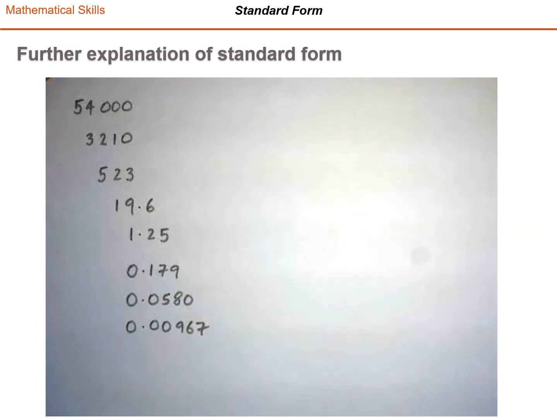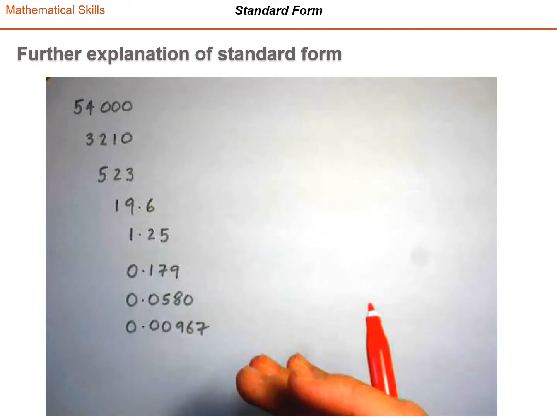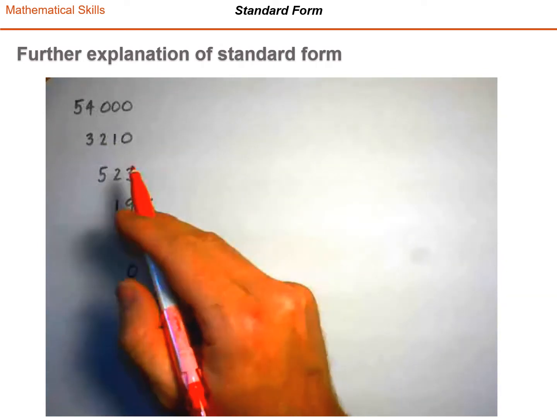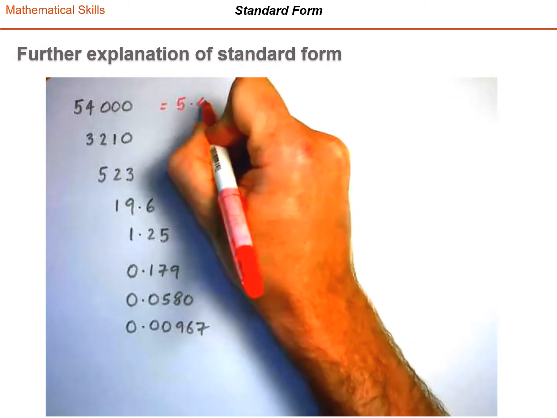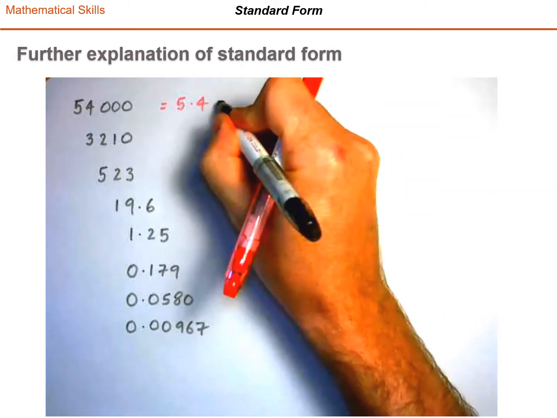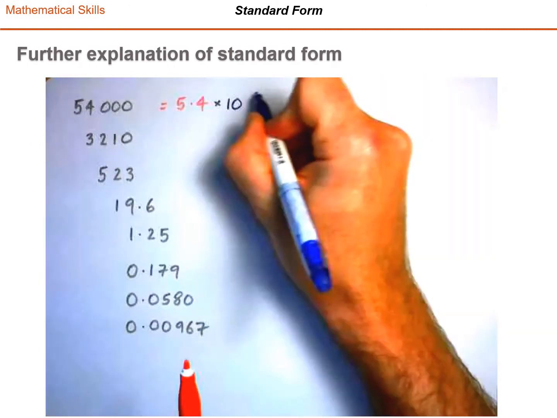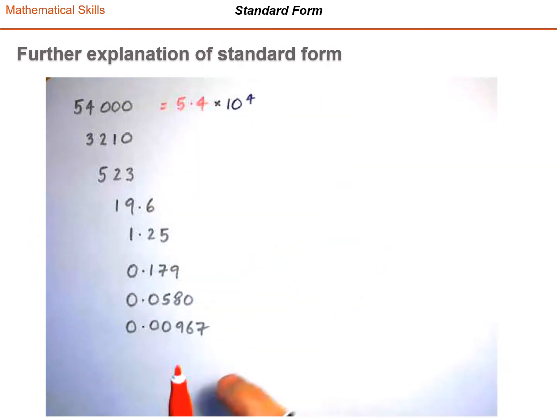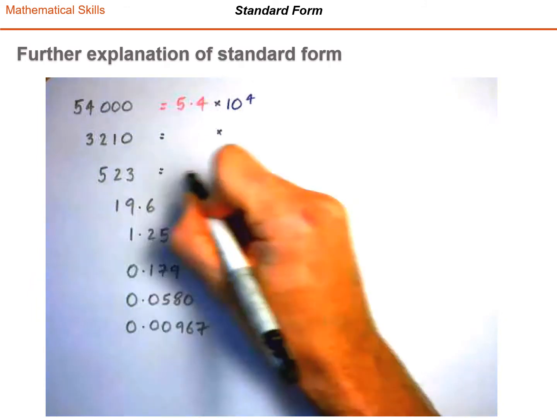So let's have a look in a little bit more detail at how standard form works, taking a few numbers as our examples. First of all, I'm going to write each of these out, or the first couple, in terms of their digit number and their exponential number. So 54,000 here, we can represent as 5.4 multiplied by 10 to the power of 4. I'll do the next two as well. I'll just write those bits out first.